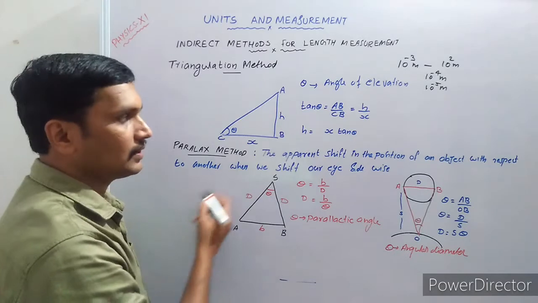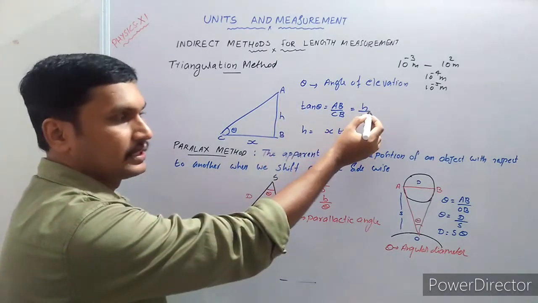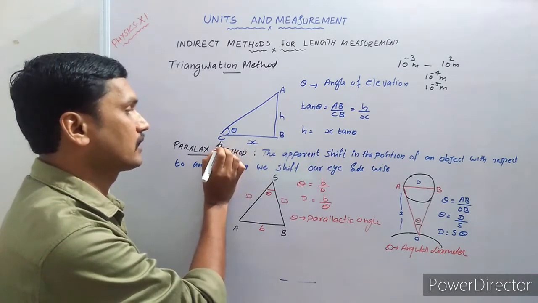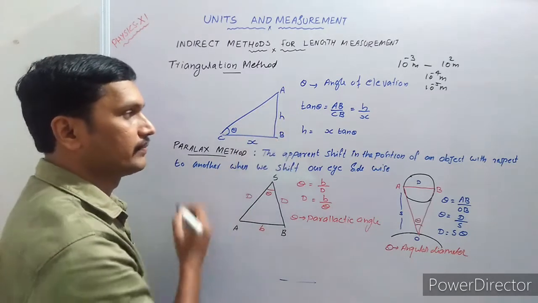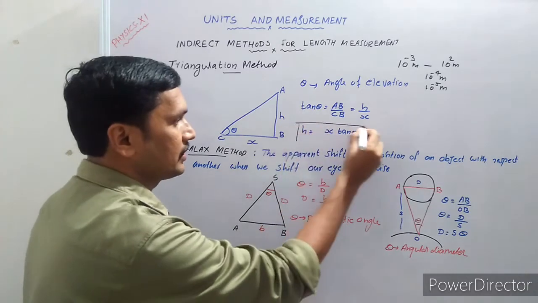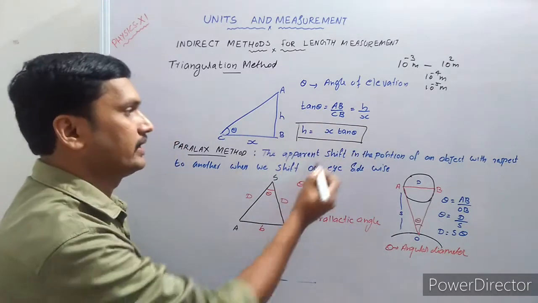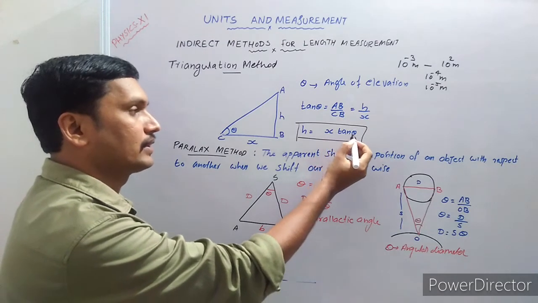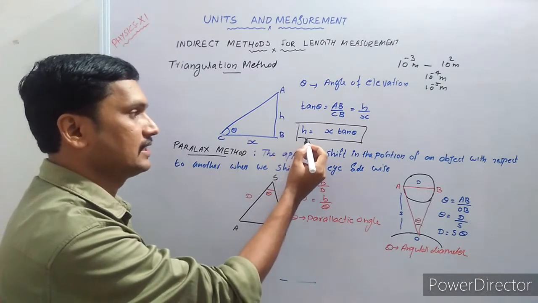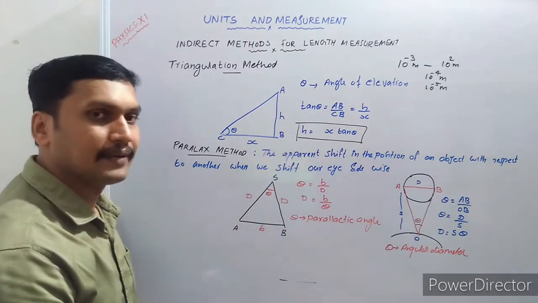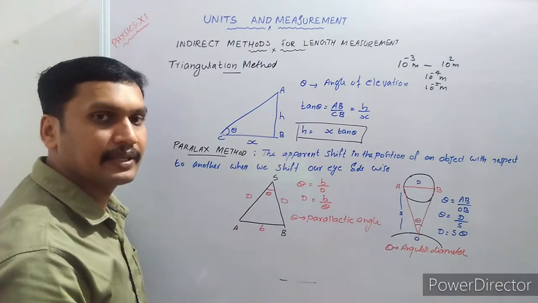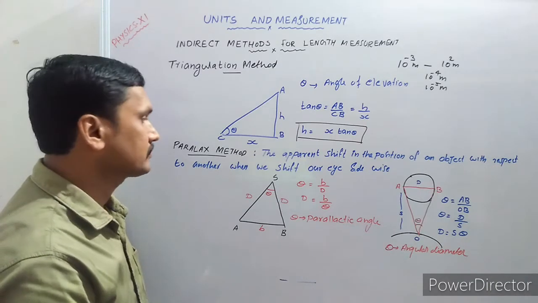AB is equal to h, the height we actually want to measure, and x is the distance of our observation point from AB. So h is equal to x tan theta. If the distance x is measurable and if you know the angle theta, we can find the height of this tall tower or tree. That is, h is equal to x into tan theta. This method is known as the triangulation method or trigonometric method for the measurement of height.